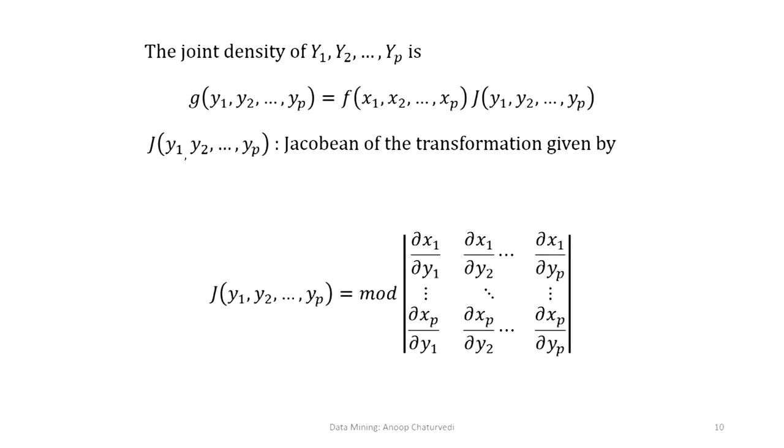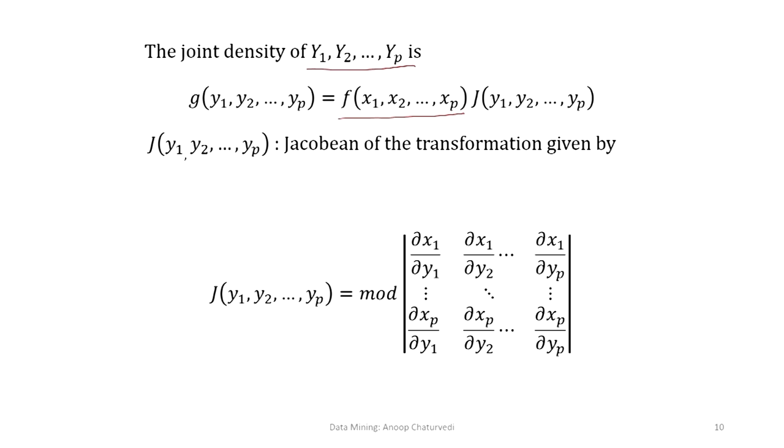And you are interested in obtaining the joint density function of y1, y2, ..., yp. Then for obtaining the joint density function of y1, y2, ..., yp, what do we do? We simply write the joint probability density function of x1, x2, ..., xp. But while writing this joint probability density function, we express each of these xi, say x1, x2 and xp, in terms of y1, y2, ..., yp.